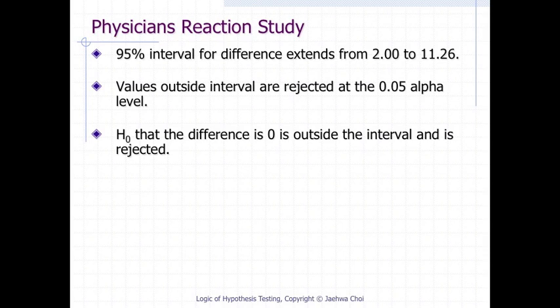In the physician's reactions case study, the 95% confidence interval for the difference between means extends from 2 to 11.26. Therefore, any value lower than 2 or higher than 11.26 is rejected as a plausible value for the population difference between means. Since 0 is lower than the lower limit of the interval, which is 2, it is rejected as a plausible value, and the test of the null hypothesis that there is no difference between means is significant. It turns out that the p-value is 0.0057.